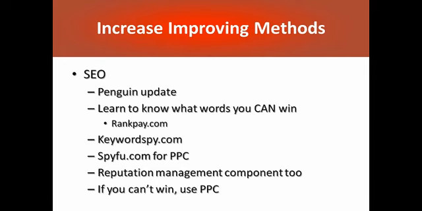SEO has changed a lot in the very recent past because of this Penguin update that Google did. What that is, is Google has this incredibly complex formula by which they mathematically determine how those results get displayed. Who's first? Well, they have a formula. It's not some guy deciding. It's math.